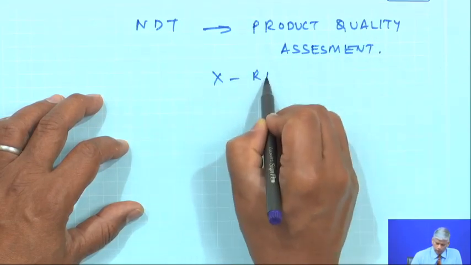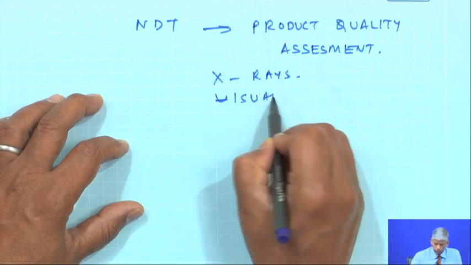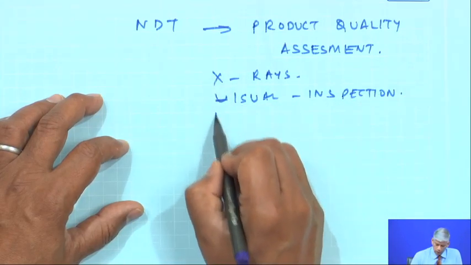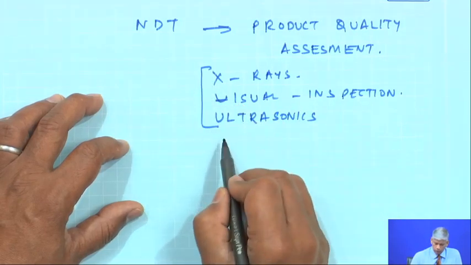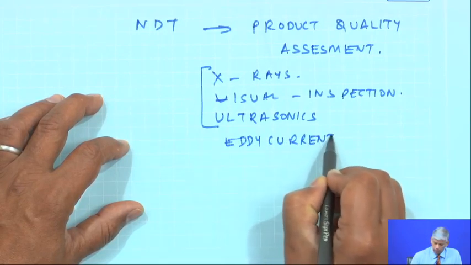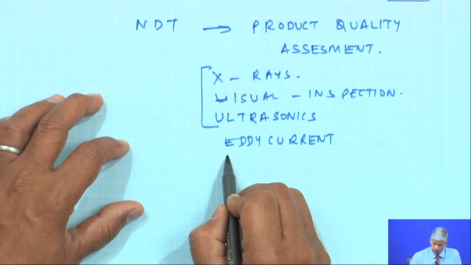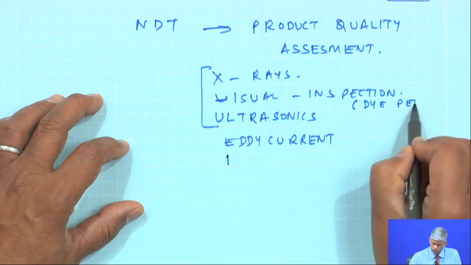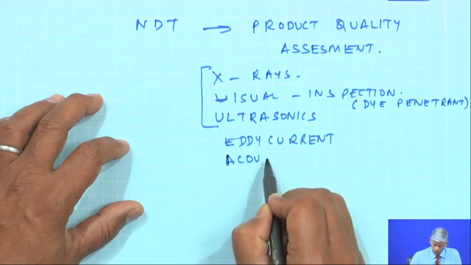Like we have seen X-rays, of course, the visual inspection, and earlier we had discussed about ultrasonics as well. And then in the next class, we are going to discuss about eddy current, and also we will see about, of course, this could be dye penetrant, and then we will talk about acoustic emission.